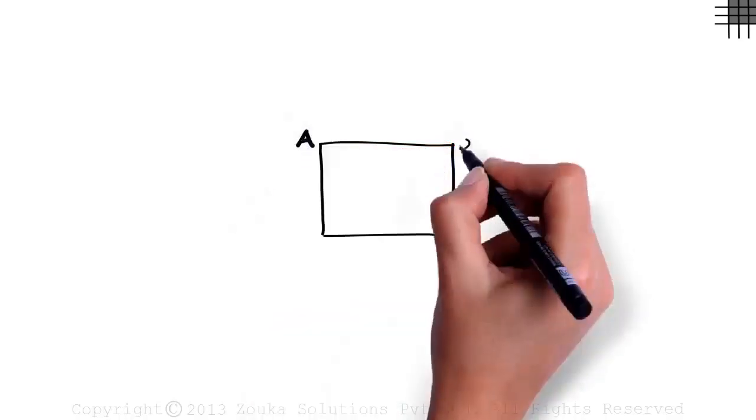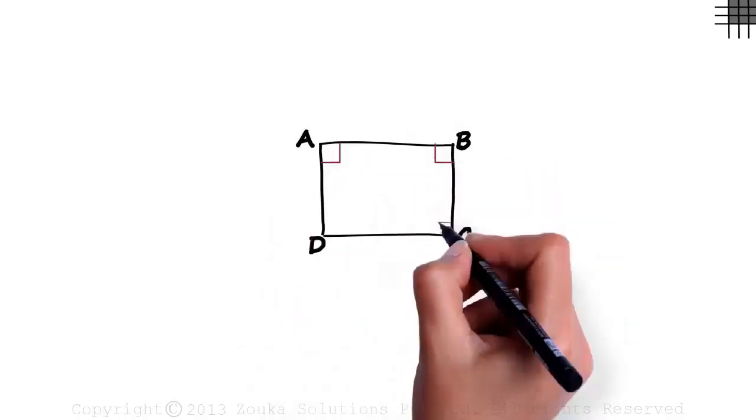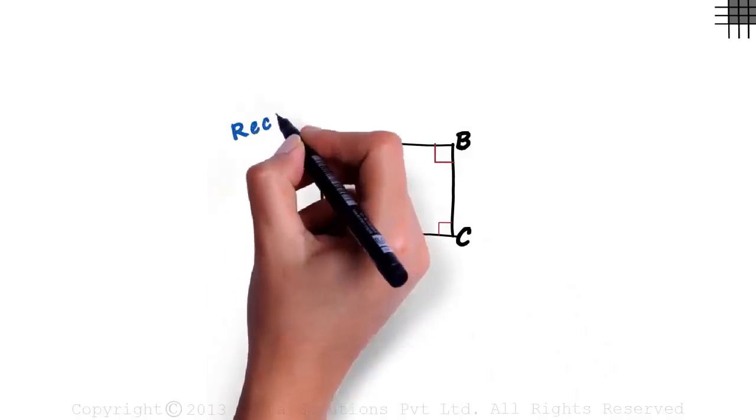There is another special case of a parallelogram. Let me draw it on a new page. Remember, the opposite sides have to be parallel. It is a quadrilateral drawn like this. The opposite sides of this quadrilateral are parallel, so it is a parallelogram. Let's name the quadrilateral ABCD. Why is it special? All the angles in the quadrilateral are right angles. This special case of parallelogram is called a rectangle.